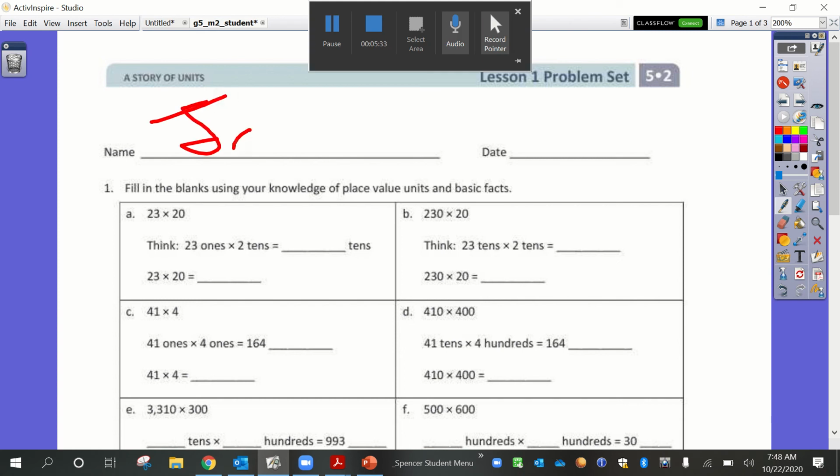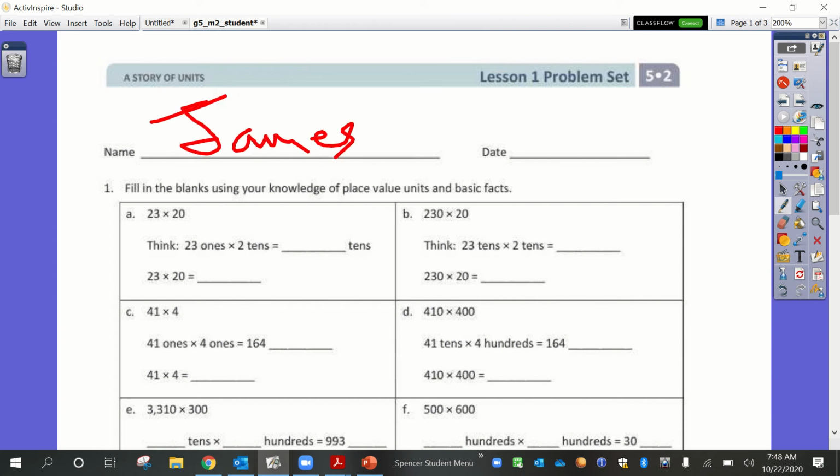Get our names on it, right? So let's read the directions.